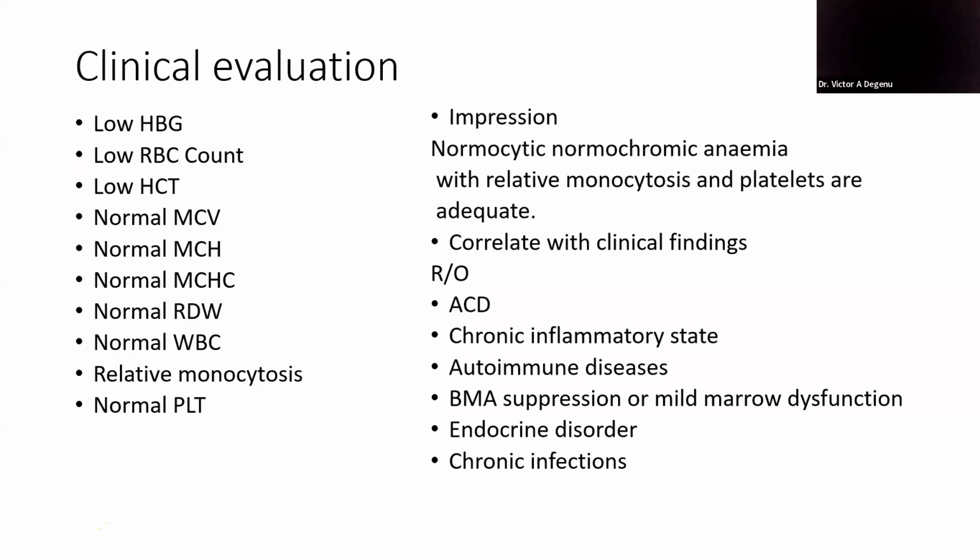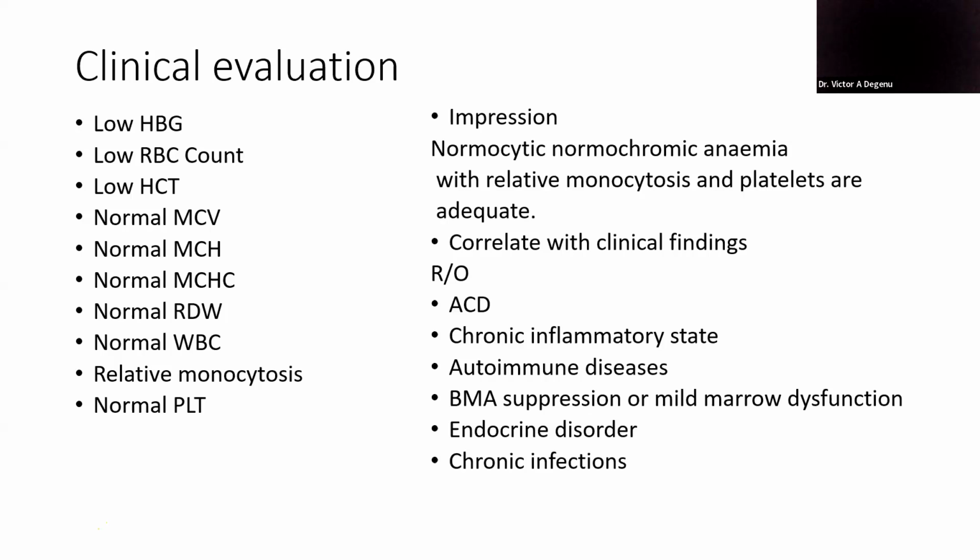We have low HB, low RBC count, low PCV, normal MCV, normal MCH, normal MCHC, normal RDW, normal WBC. But in terms of the various parameters of the WBC, we have relative monocytosis, and then we have normal platelets. So what do you make out of this? Our impression will be normocytic normochromic anemia with relative monocytosis and platelets adequate.